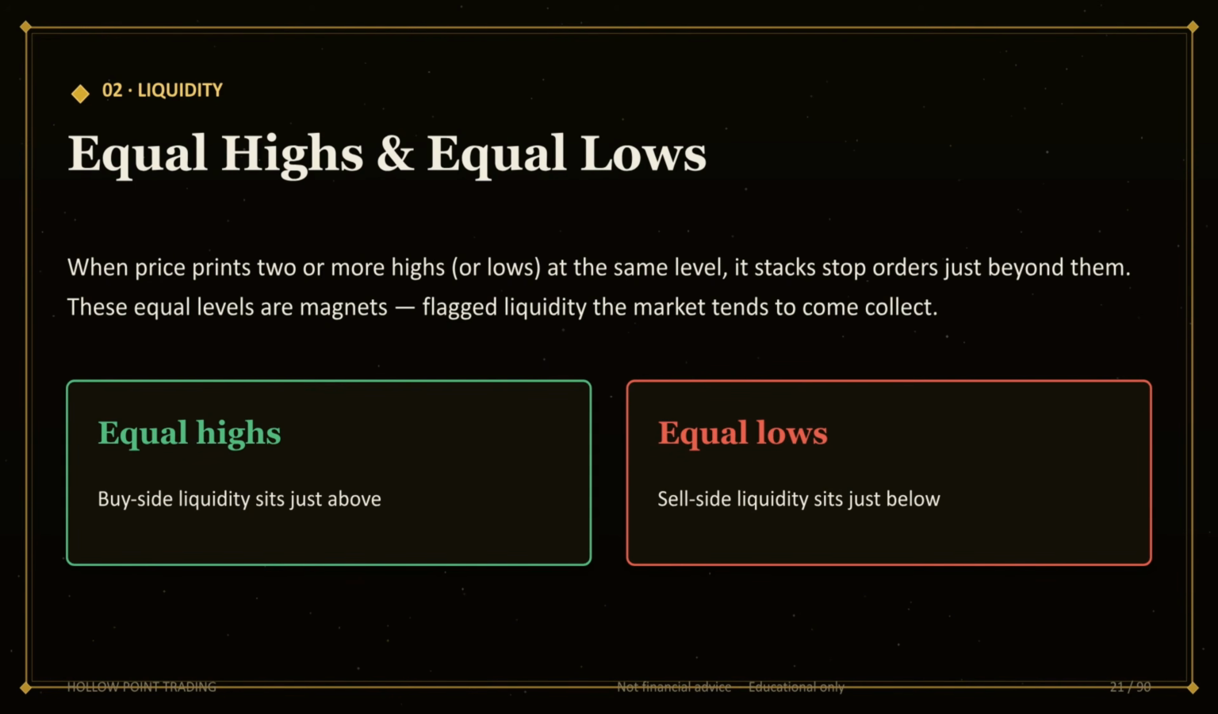Equal highs and equal lows are particularly effective magnets for price. When traders see price bounce off the same level multiple times, they stack their stop orders there, making those levels prime targets for liquidity collection.